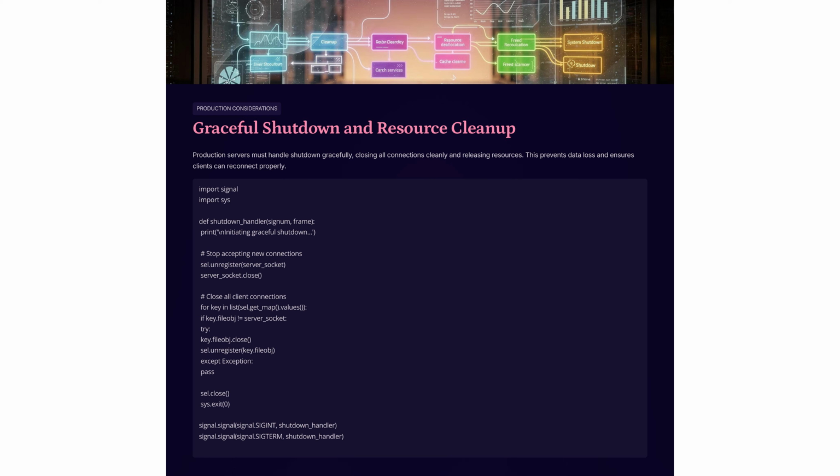Ensure production servers perform graceful shutdowns to prevent data loss. Use signal handlers to manage shutdowns, unregistering and closing server and client sockets. This approach ensures resources are released and clients can reconnect smoothly. Implementing this strategy is crucial for maintaining server stability and reliability in production environments.